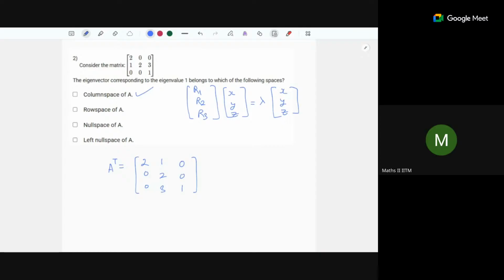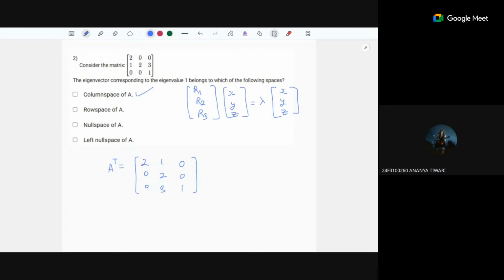But this is a different matrix, right? The eigenvalue will remain the same. It will have one as an eigenvalue, but yeah, what was your argument? Can you complete your argument, Ananya? I've taken the transpose.